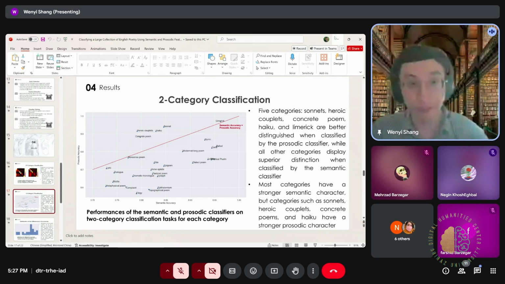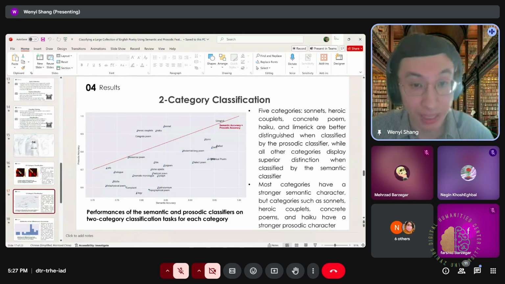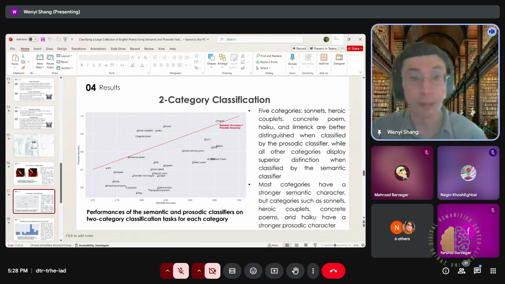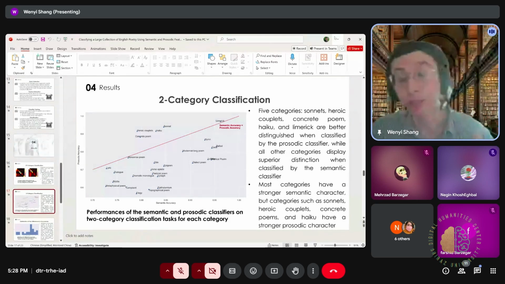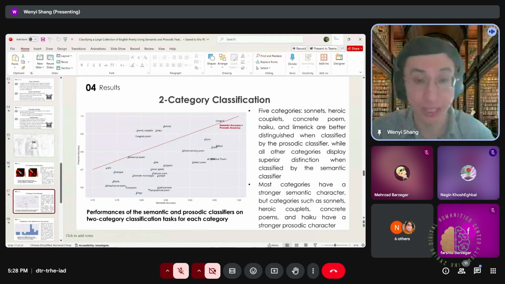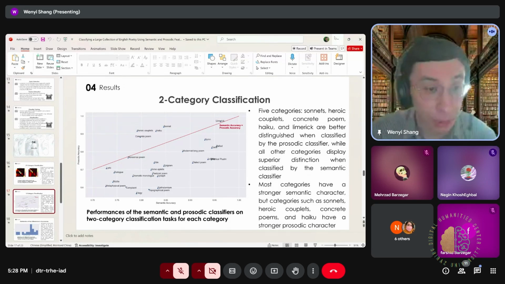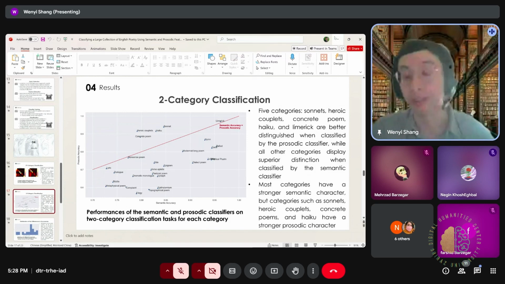Then from this figure, we're going to investigate further. For example, for limerick, it reaches around 97% accuracy in semantic and 98% accuracy in prosodic. If we subtract 98% from 97%, it would be minus 1%. This is the difference for limerick. We can do the same for ballads: something like 95% in semantic, but only about 85% in prosodic, so there will be a 10% difference. We're going to get 27 such data points.